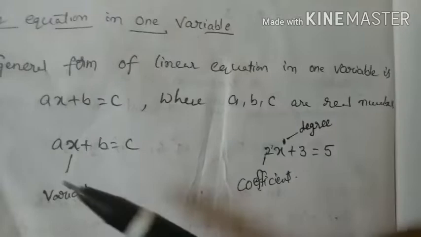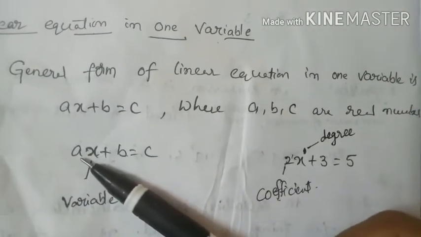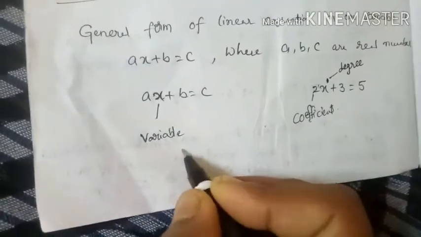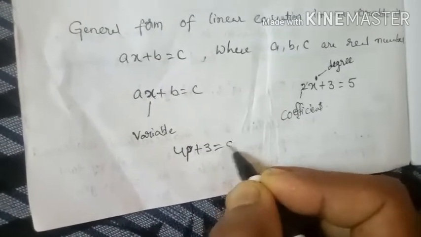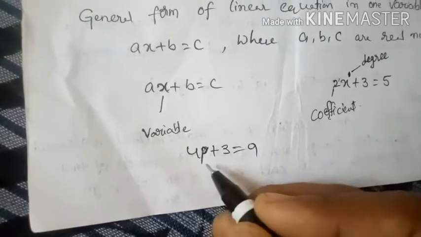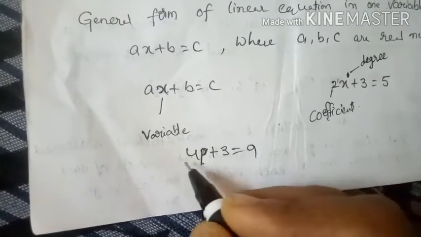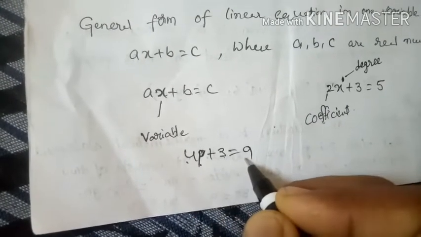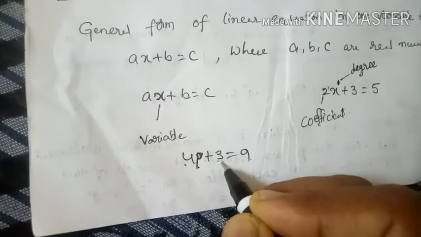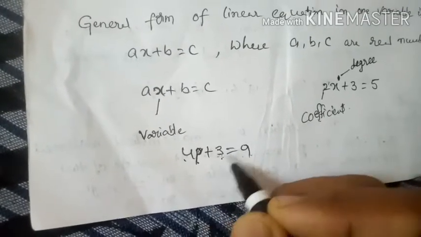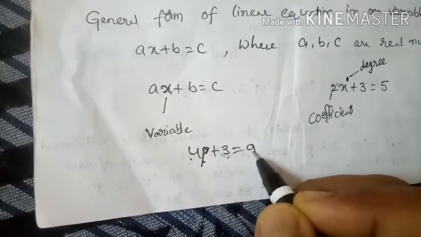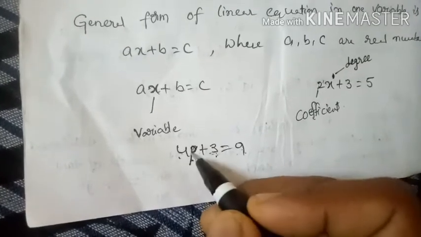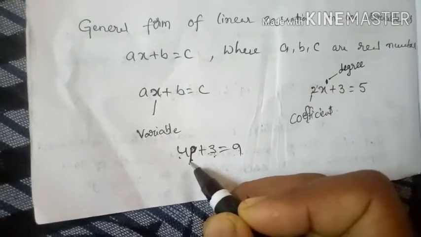Now what is the coefficient in ax plus b is equal to c? a is the coefficient. I will give some more examples; tell me what is the variable and what is the coefficient. 4p plus 3 is equal to 9. What is the variable? p is the variable. What is the coefficient? 4 is the coefficient. What are 3 and 9? These are constant values. So which one do we have to find in this equation? The unknown value. What is the unknown value? p. 4, 3, 9 are fixed, that means constants only. But p we have to find here. Okay. Next.